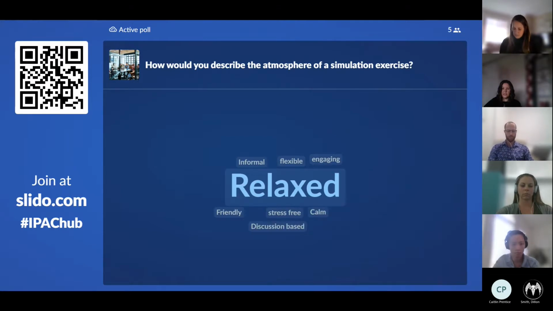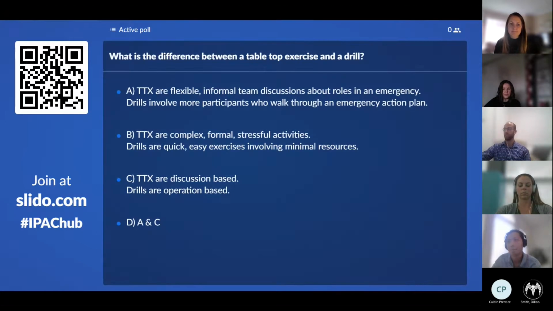That's great. So those answers accurately reflect and provide a comprehensive list of how to describe what the atmosphere should be like for simulation exercises. So we would want them to be relaxed, discussion-based, informal, flexible, engaging, friendly, and calm. Thank you. And Dana will facilitate our next one.